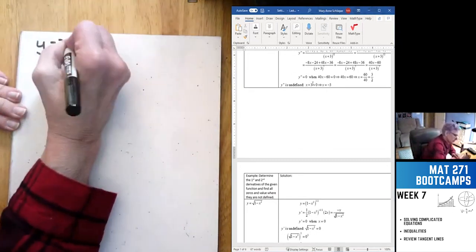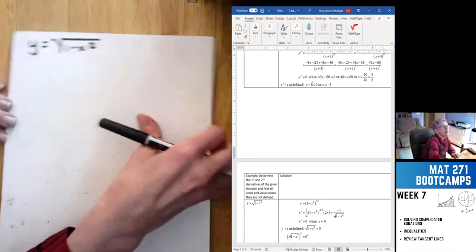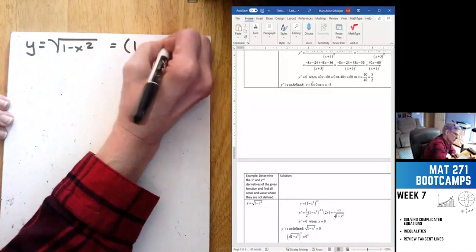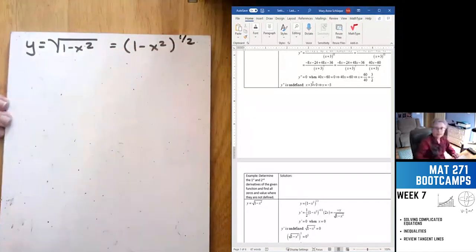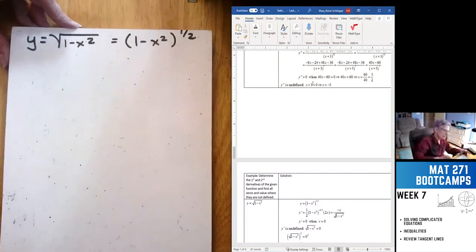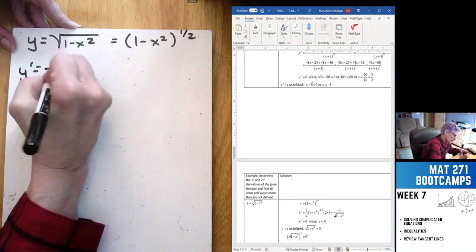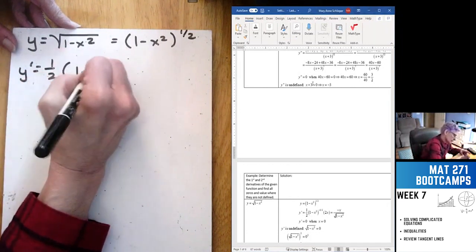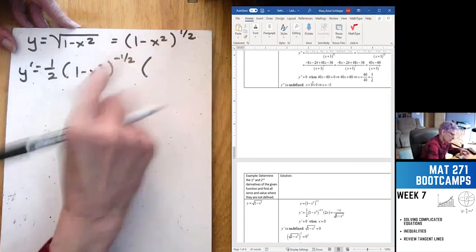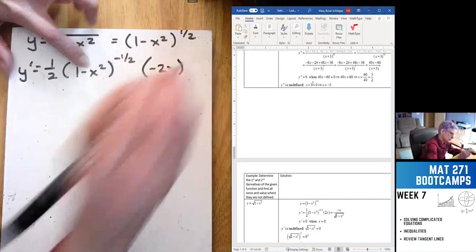Y is equal to the square root of 1 minus x squared. And of course, I'm going to write that as 1 minus x squared to the 1/2 power, because that makes it way easier for me to take the derivative of it. 1/2 falls down. Subtract 1 from the exponent. And then take the derivative of the inside function, negative 2x.